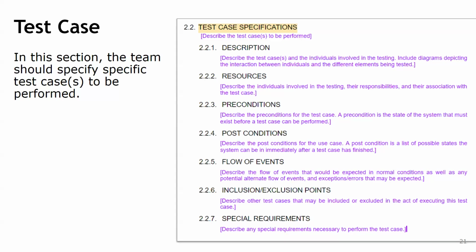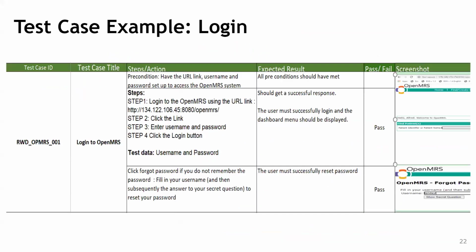So the patient needs to be created first, and then they need to visit a facility, and then add an encounter, and then we can diagnose the patient. So that's the flow of events. And then if there are any exclusions or inclusions for the test case, and if there are any special requirements. So again, you can exclude some of these, and then you can add something that will be relevant to you, just as an idea of how this is done.